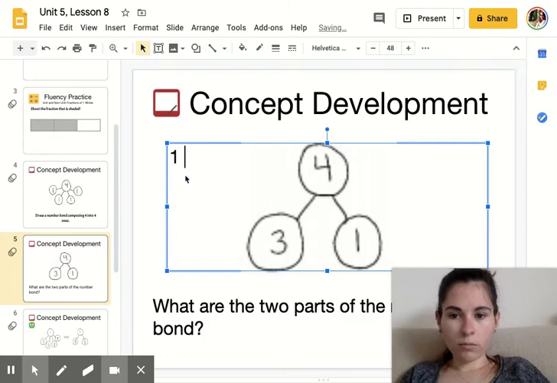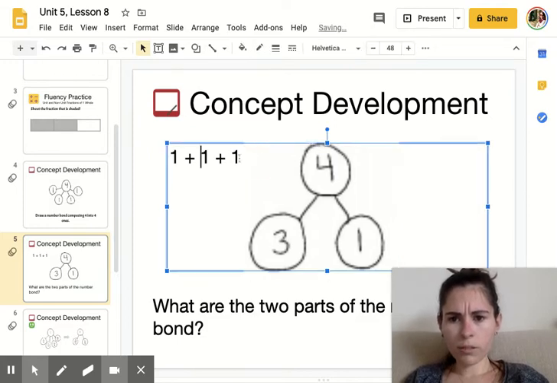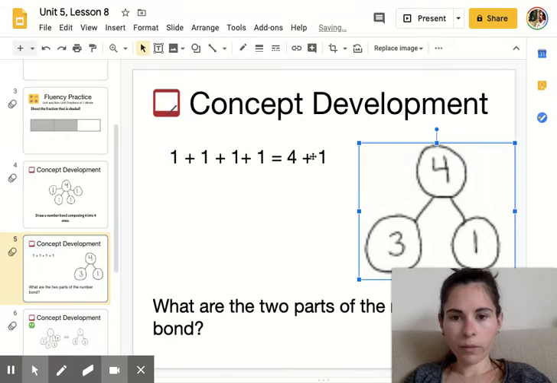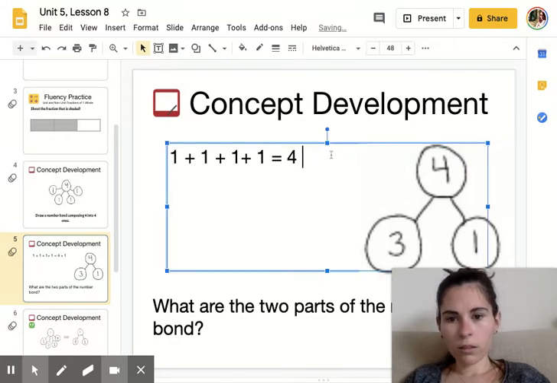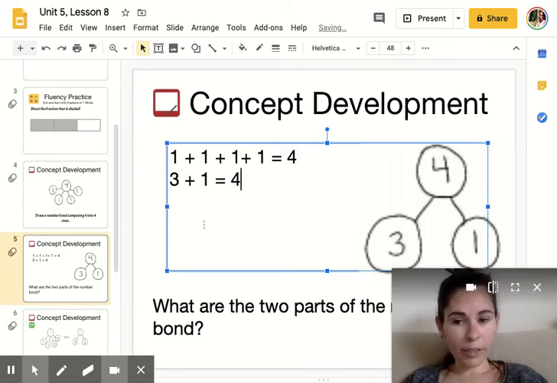1 plus 1 plus 1 plus 1. Oops, having a little technical difficulties here. Plus 1 equals 4. That was what the first picture was showing. But we could also say 3 plus 1 equals 4, what this next picture shows.